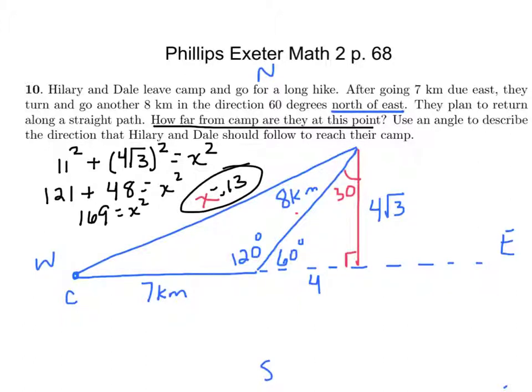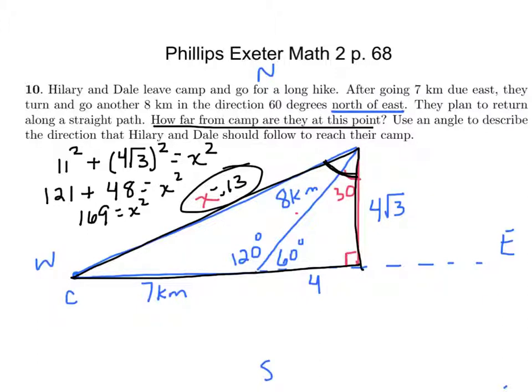Okay, now, the second part actually has a few different possible answers. It says use an angle to describe the direction that they have to follow to reach their camp. So the first thing is we're going to need to find some angles. I would just say let's find this angle right here, and we can build off that. Yeah, because you already have 30. So how would I find that angle with the sides that we have? We have all 3 sides of this big right triangle right here.